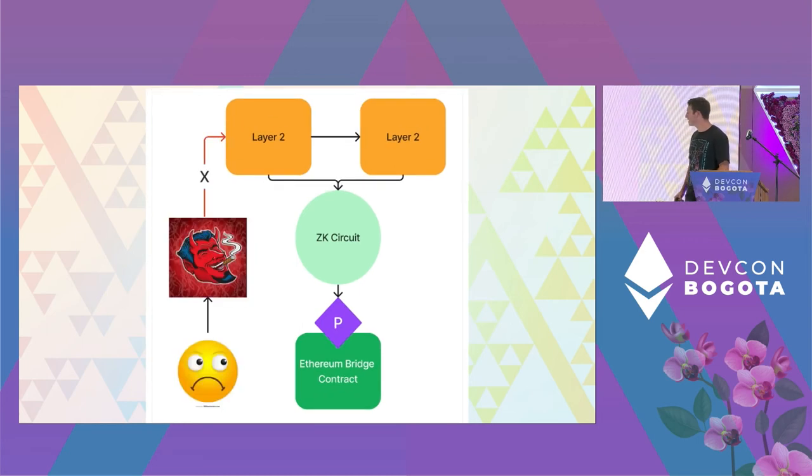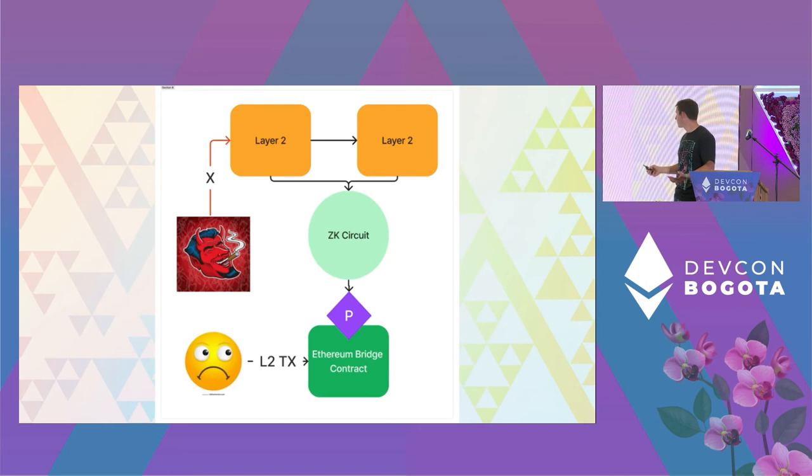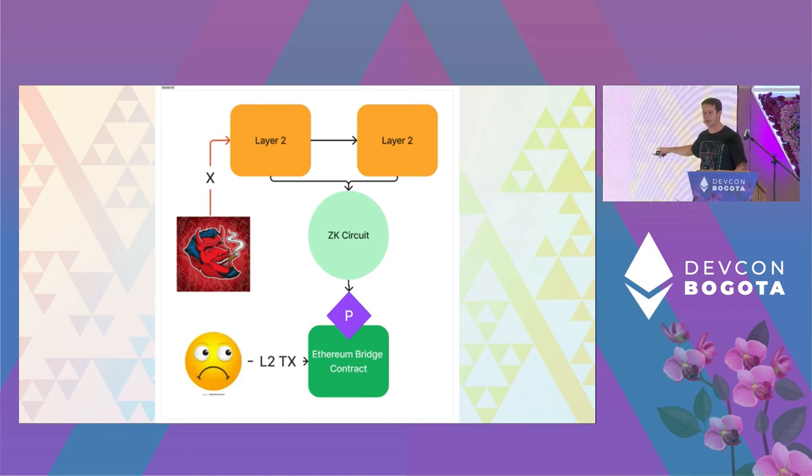So let's say that the sequencers become evil and start smoking cigars. You get unhappy. Your transactions can't make it to layer two, and your funds are frozen. So what do you do? You take your transaction, and you go directly onto layer one to the bridge contract.